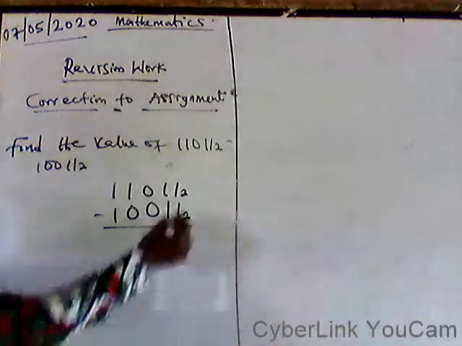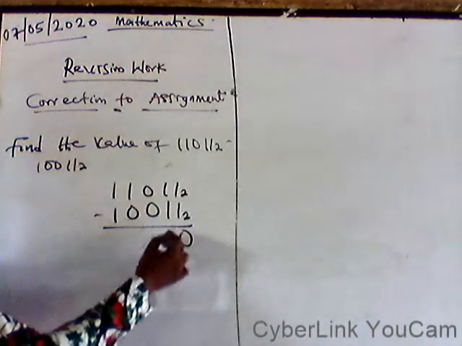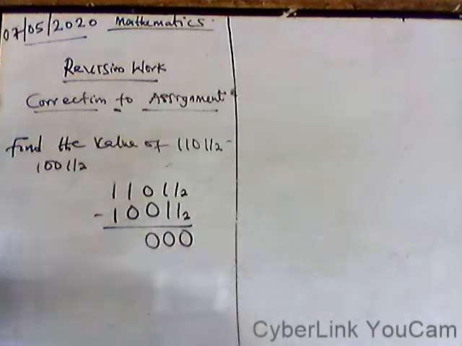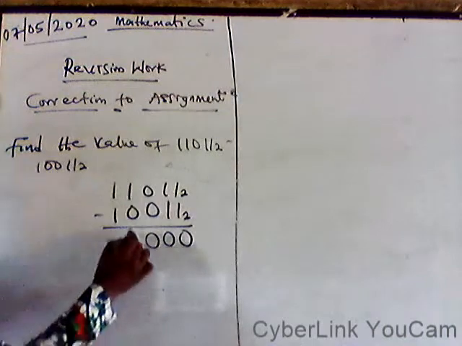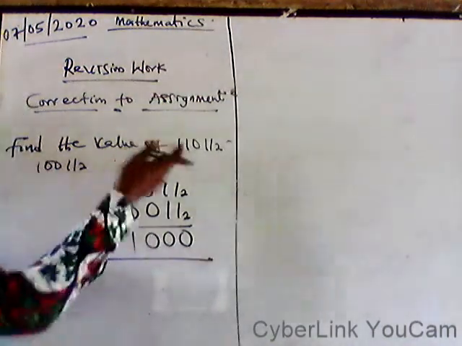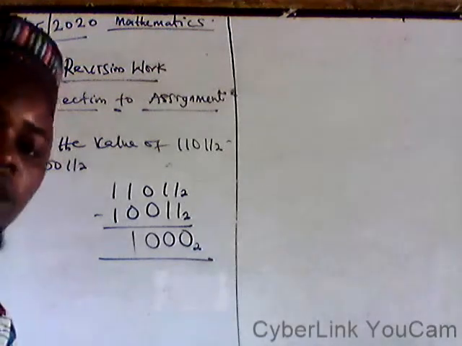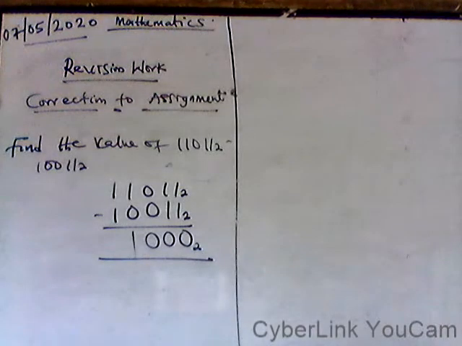So you are going to have 1 minus 1. This one is 0. 1 minus 1 is 0. 0 minus 0 is 0, right? Then 0 minus 1 is 1. If you take a 1 from 1, you are still going to get 0, so you don't need to write this. So the answer to the first question is 1000 base 2. So that's the answer. I believe that is what you also got as well.